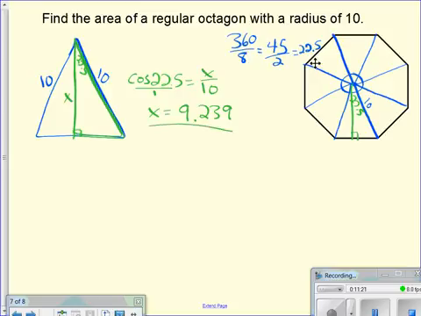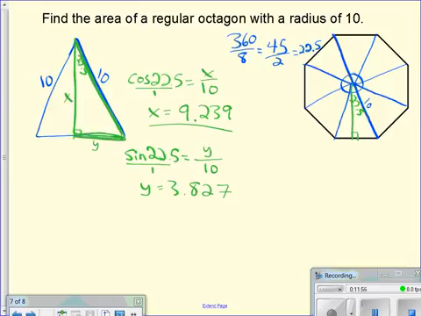That's my height. I also need my base. So I'm going to have to do it again. And this time, my base, I'll mark here as y, is my opposite side. And why not keep using that 10? So opposite and hypotenuse is going to be sine. So now I got to do sine of 22.5 equals y over 10. Again, put it over 1 and cross multiply. You get y is 3.827. Now, keep in mind, that's y right here.